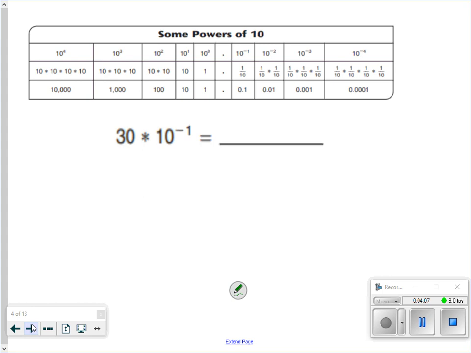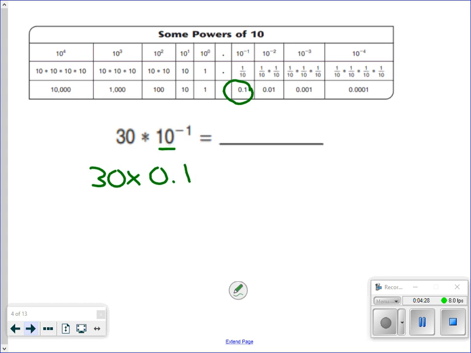Now this one looks really confusing. 30 times 10 to the negative 1. I don't remember what 10 to the negative 1 is, so I'm going to look at my chart. It's the same as saying 0.1. So I'm going to rewrite this problem so it makes sense so I'm not confused. 30 times 0.1, okay?